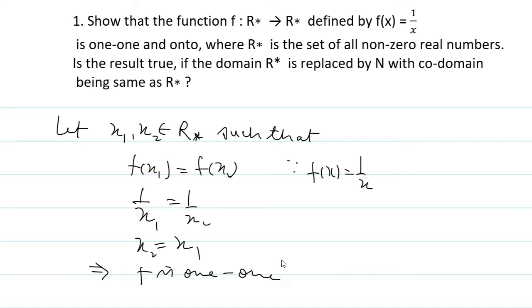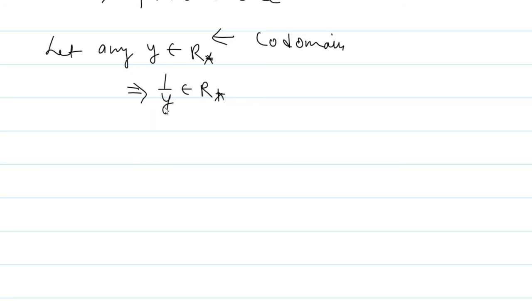Now remains the second part, that is ontoness. Let any y belonging to R star. Here R star means the codomain. Now if y belongs to R star, the set of non-zero real numbers, then 1 by y will also belong to R star, because y is a non-zero real number, so its reciprocal will also be a real number.